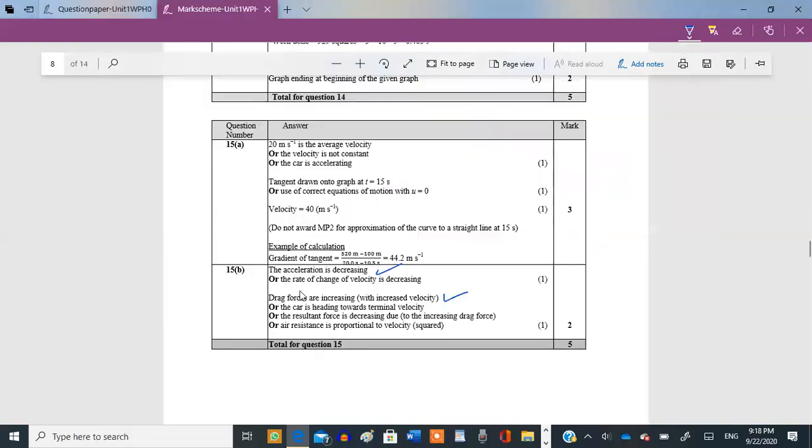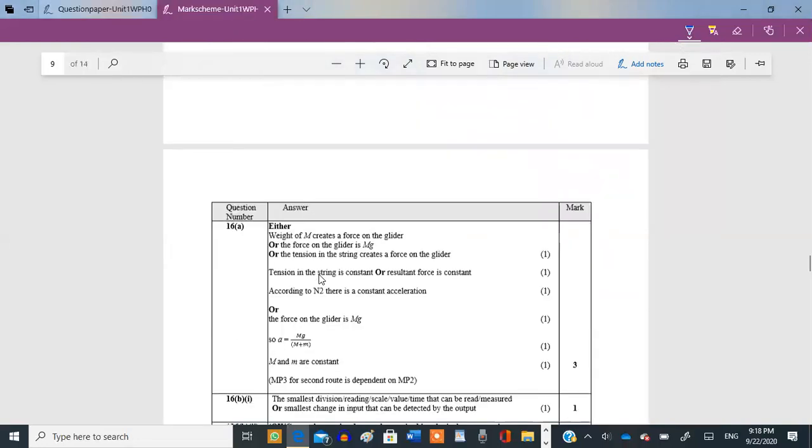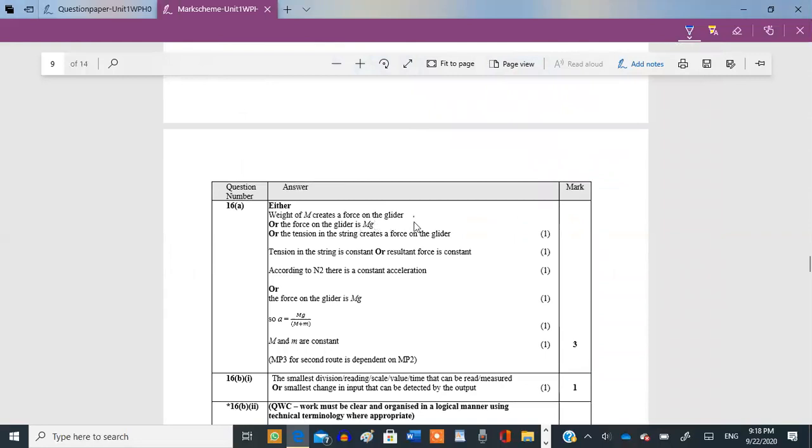Let's look at the marking scheme. Weight creates a force on the glider. We did mention the mg. Tension in the string is constant, or the resultant force is constant. We did mention that as well. According to Newton's second law, there is a constant acceleration. All right, we got all the 3 points.